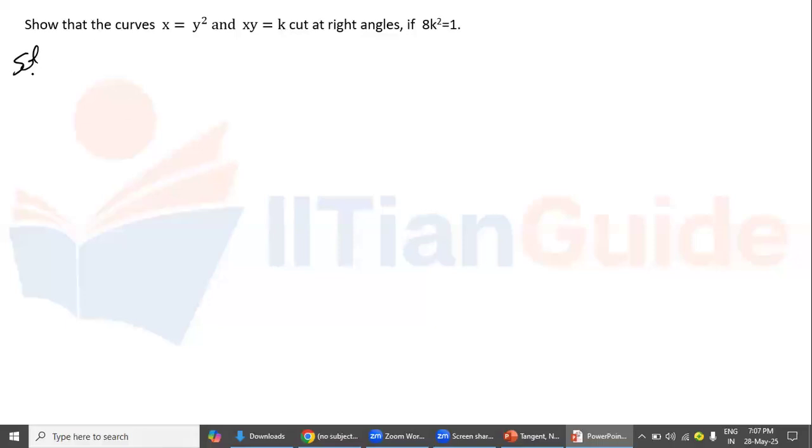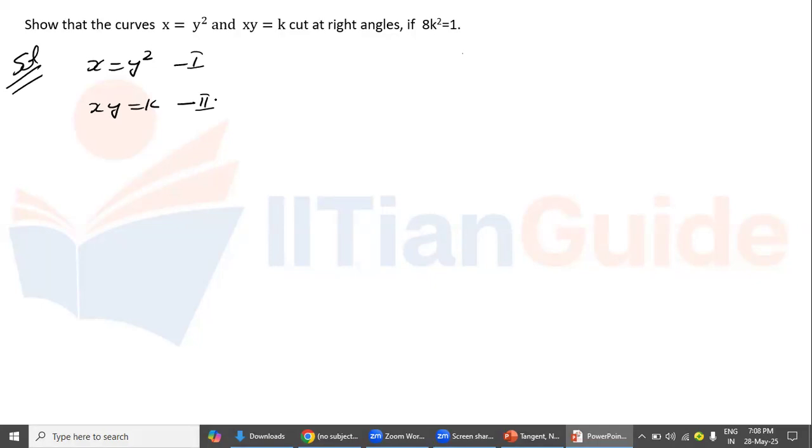Okay, we have this question. Show that the curves cut at right angle if 8k square is equal to 1. So x is equal to y square. We have one curve, and we have xy is equal to k as another curve. That is a rectangular hyperbola. The first one is a parabola. But anyway, no need to worry about that. We need to prove they intersect at right angle, or m1 m2 is minus 1.